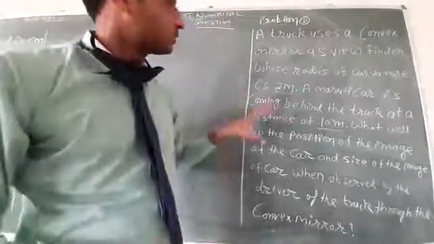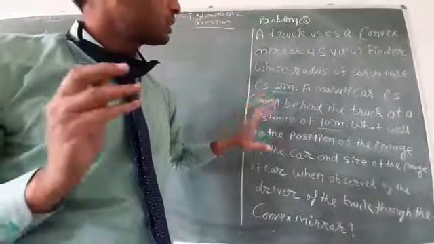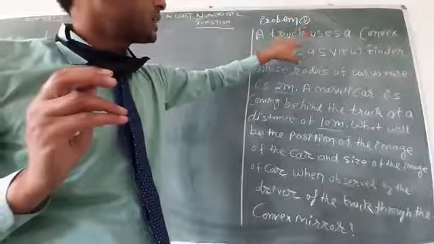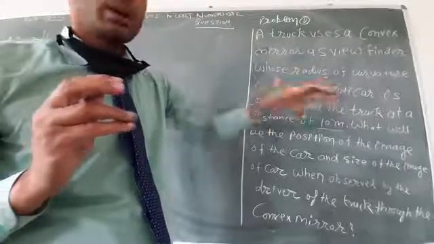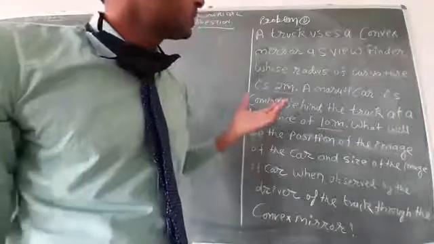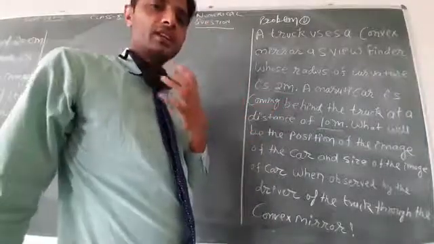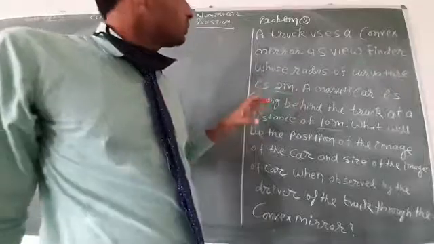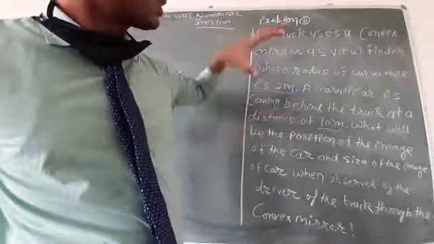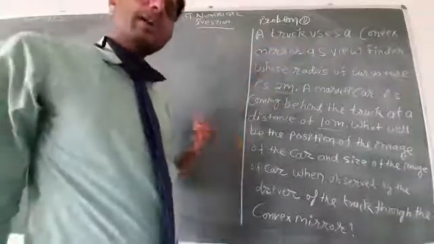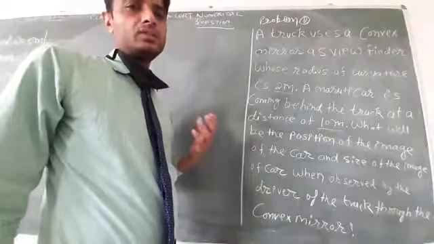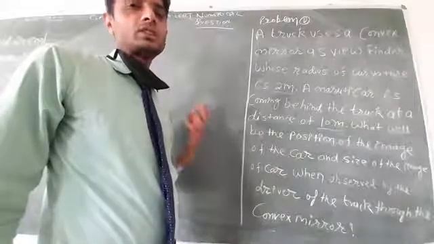So in this question, a car is moving behind a truck and the truck driver wants to see behind the truck. So you know, a convex mirror is used as a rear view to see behind the vehicle. In this question we have to find the position of the image of the car and the size of the car as viewed by the truck driver.